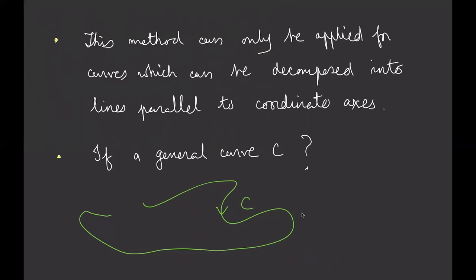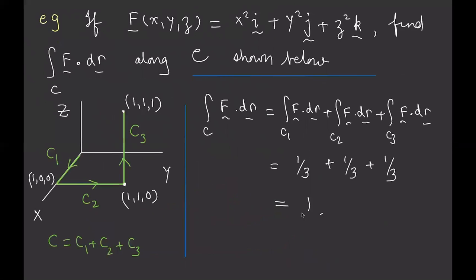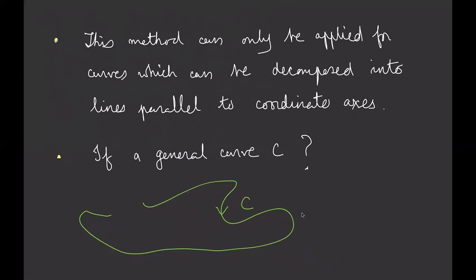Well, let's take the next step. If we have a general curve C, then how do we do this? Right, so when you're going from a general location to the next location, all three coordinates in general are changing. So how do we do this? That's something that we're going to be discussing in the next lecture.